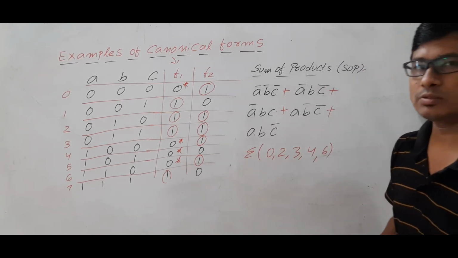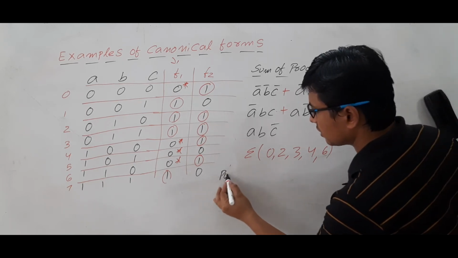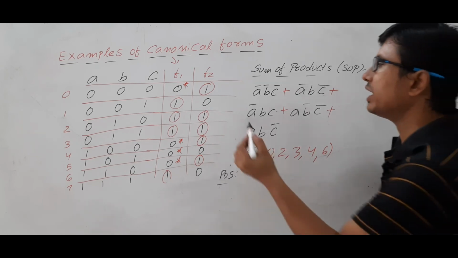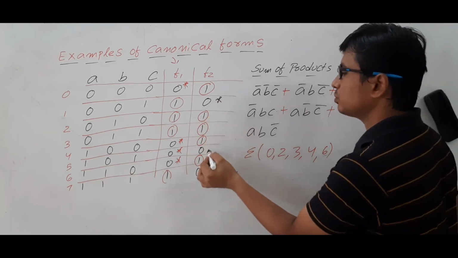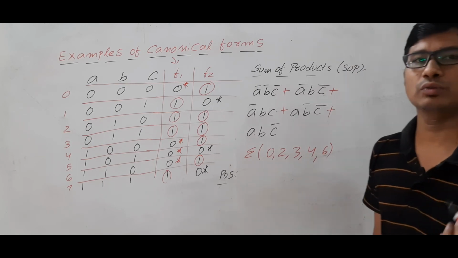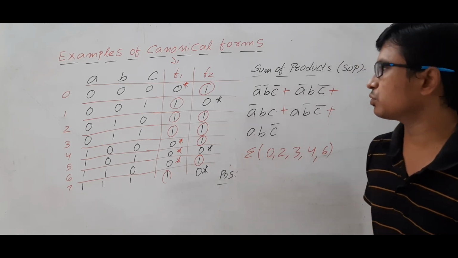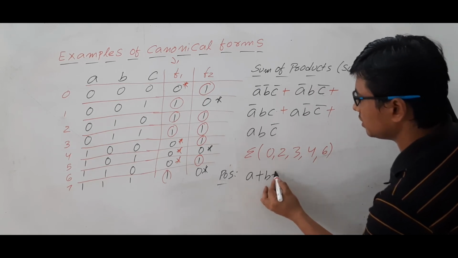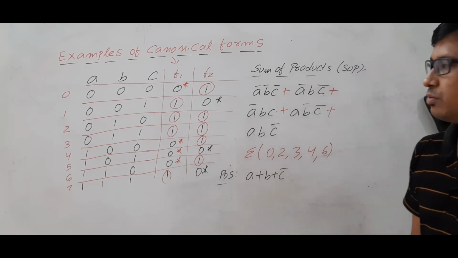Can you tell me what is the product of sums? Even you can find the max terms. Am I right? What is the max term? Whenever this function is producing the output as 0. 3 times it is producing the output as 0. So you will have the 3 max terms. What are the max terms? The first, which is nothing but A or B or C complement. This is the one max term.